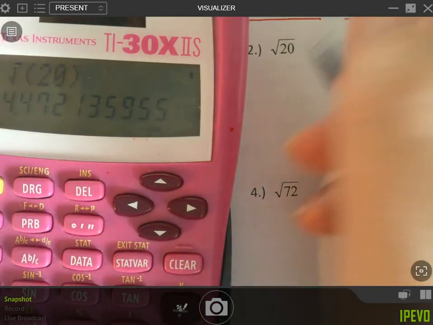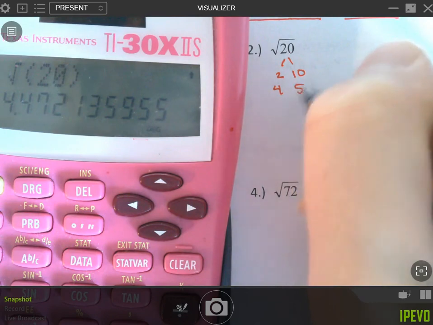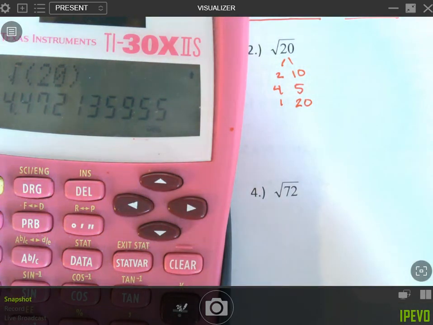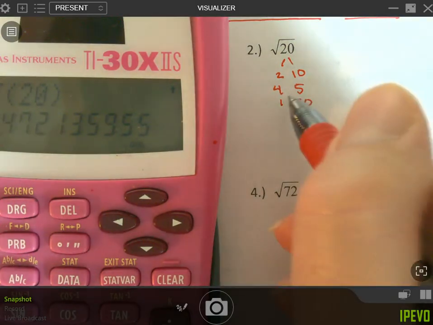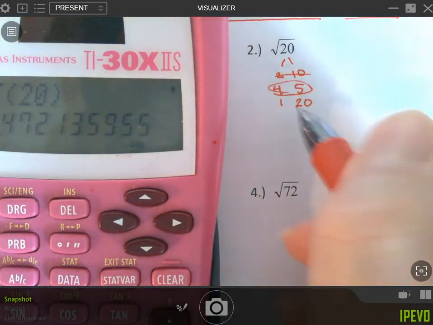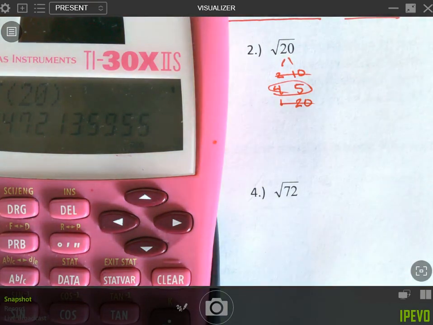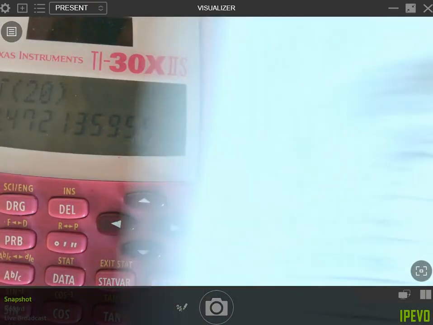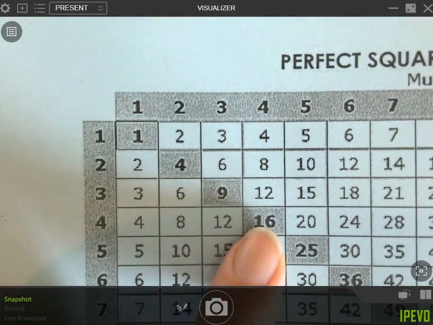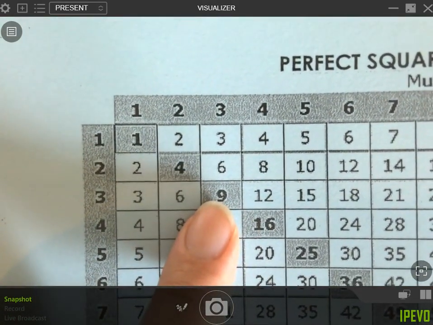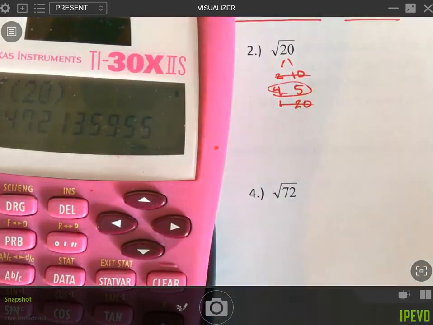Out of those numbers we listed, 2 and 10, 4 and 5, 1 and 20, which number is a perfect square? That's what I want. So I don't need any of these other factors. I would think about the number 20 and think about my list of perfect squares. Okay, 20, that's too big. 16 does not divide into 20. 9 does not divide into 20, but 4 does. So I'm focused on just these numbers.